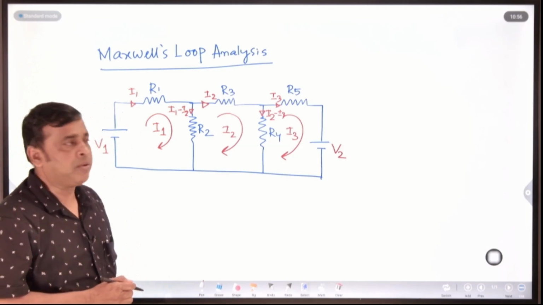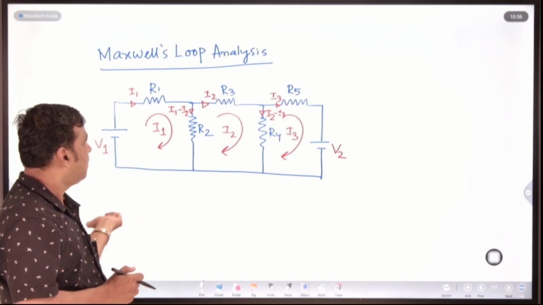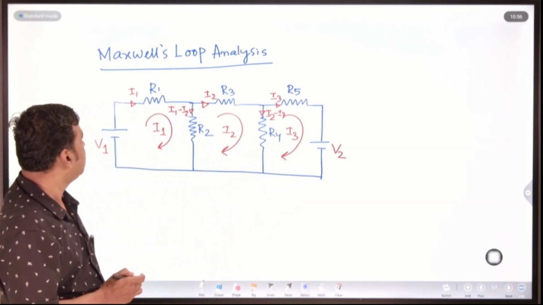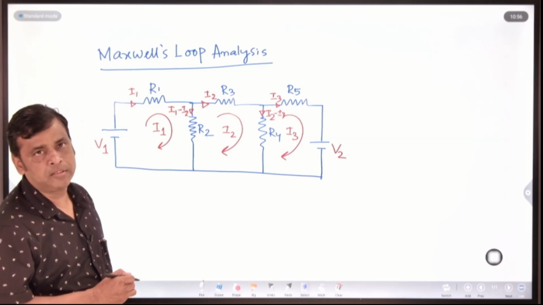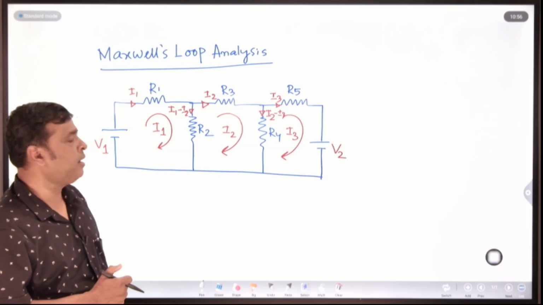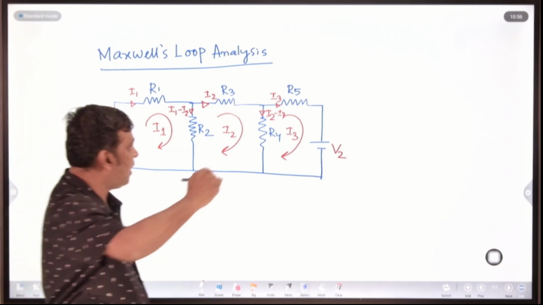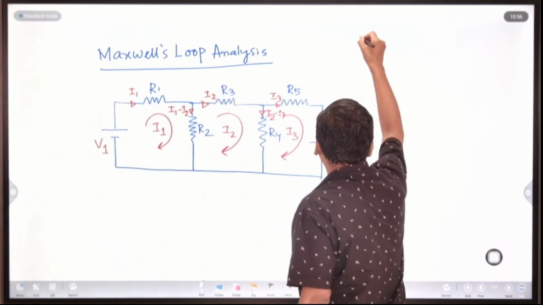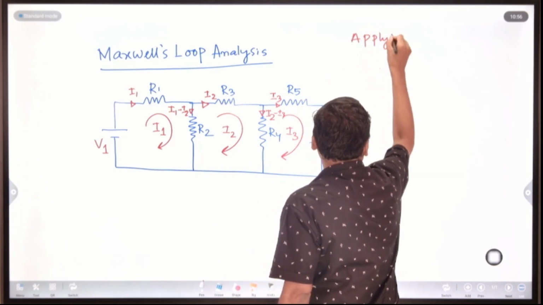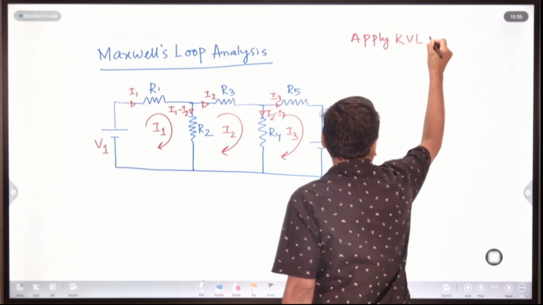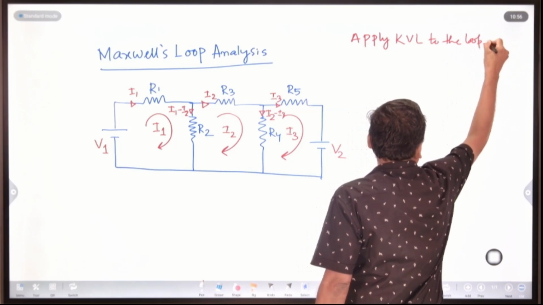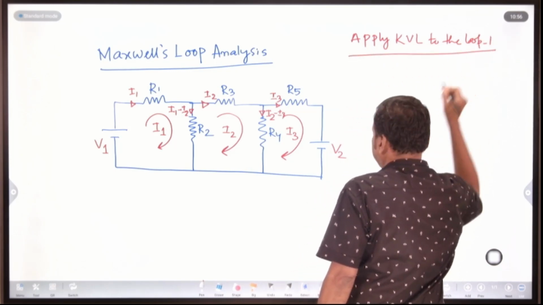Then apply KVL to loop 1, then apply KVL to loop 2, then apply KVL to loop 3. So in Maxwell's loop analysis or mesh analysis, now we are going to calculate the unknown values, the currents I1, I2, I3. So now let us apply Kirchhoff's voltage law, apply KVL to loop 1.